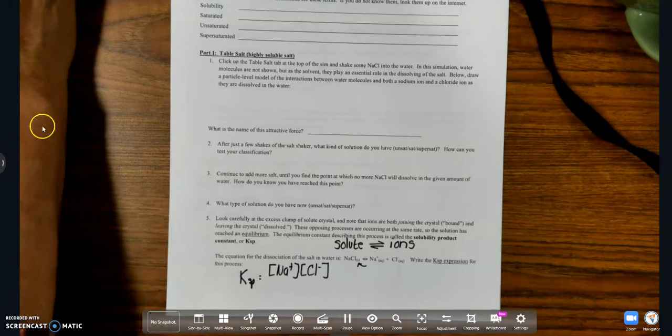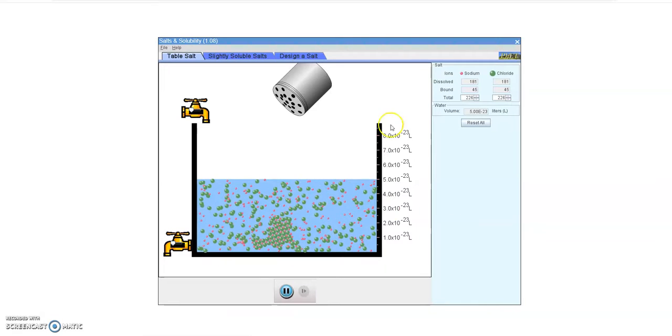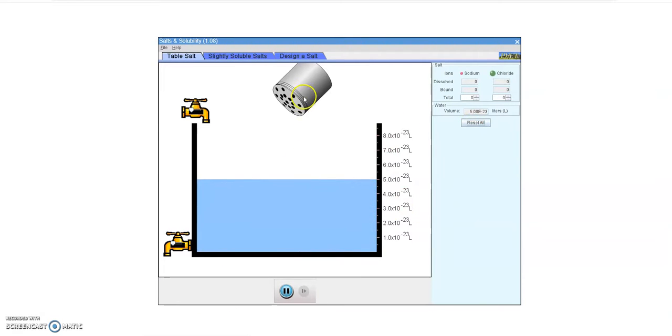Okay, so let's look at how this simulation works. Let me just explain a few things before we start using it more. I'm going to reset this so we can start over. Okay, so when I start adding a salt, this is the table salt, so I'm over in this section, and I start adding. Notice that the salt starts as a lattice, but then the water breaks it apart, and it becomes individual sodium and chloride ions in solution.